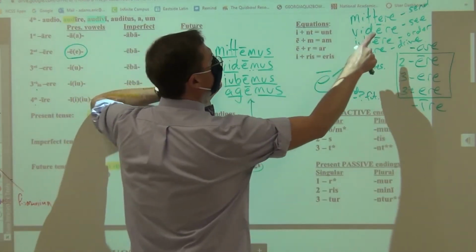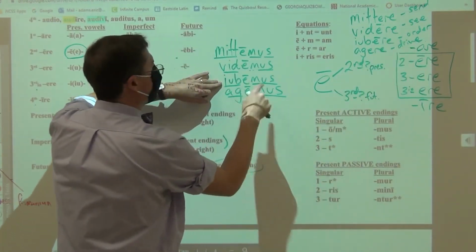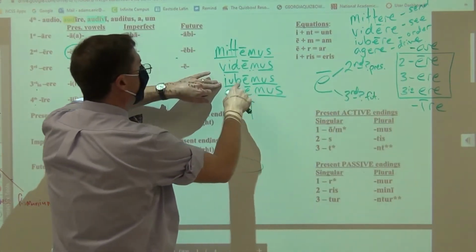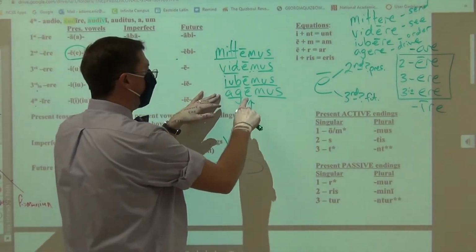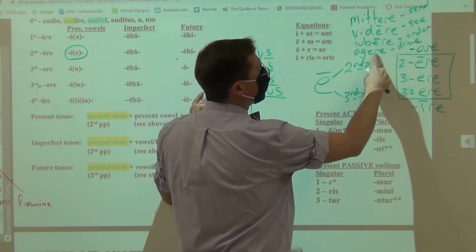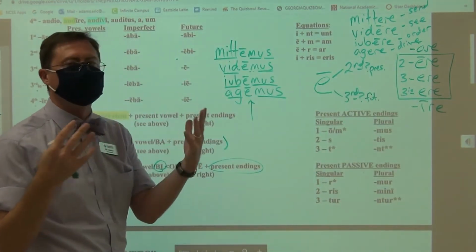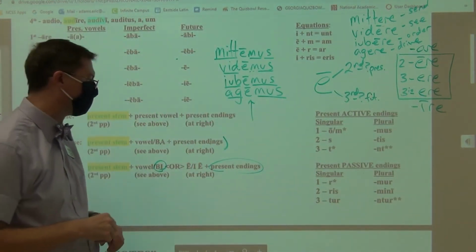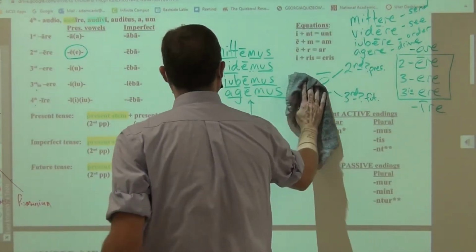Ēbamus, long E. I see that it is a second conjugation verb. So therefore, right now, in the present tense, we order, we are ordering, we do order. And then finally, agēmus. I see that it is third conjugation with a short E, and thus we will drive at some point in the future. Now, let me scroll down a slight bit.